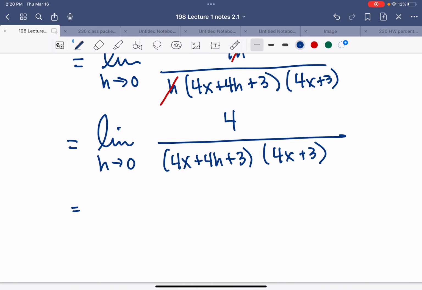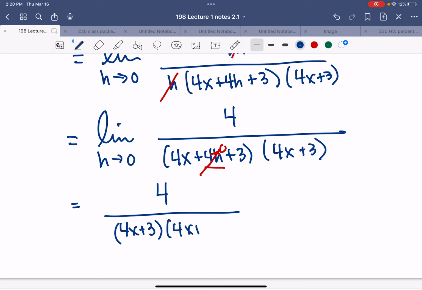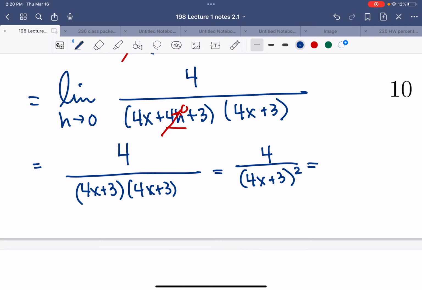From there, we're letting h go to 0. My only h is right here, so that piece goes to 0. We're left with the 4 on top, and then 4x plus 3 times 4x plus 3. And when we square things, multiply something times itself, that's just that squared. So this is 4x plus 3 squared. And that is my derivative, my f prime of x.